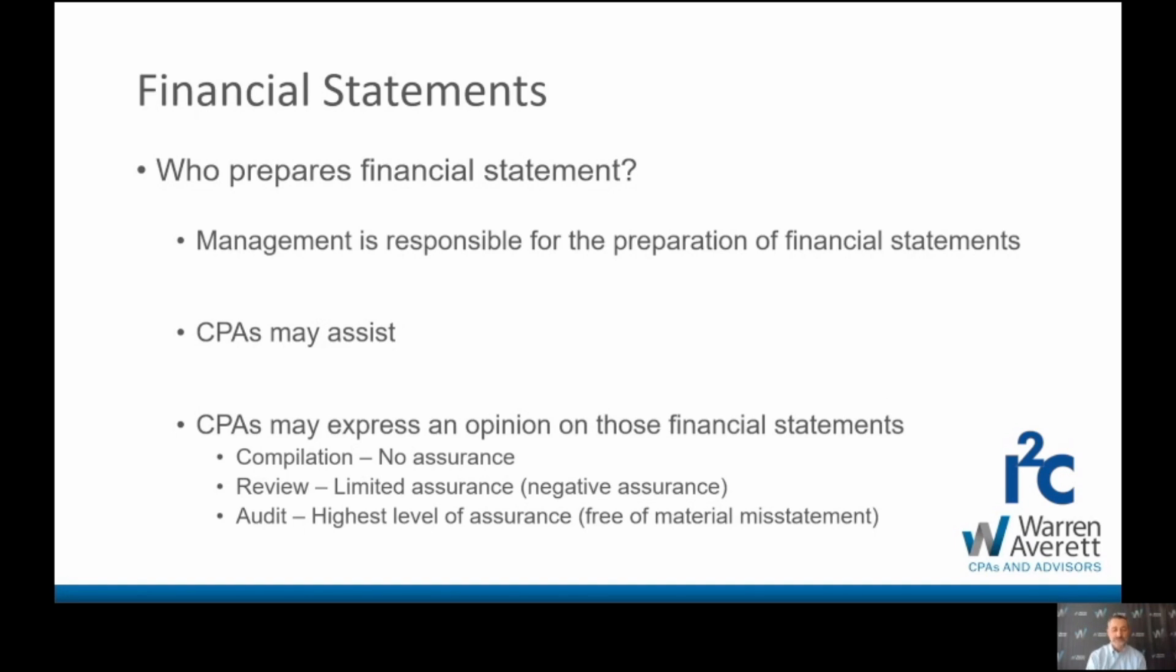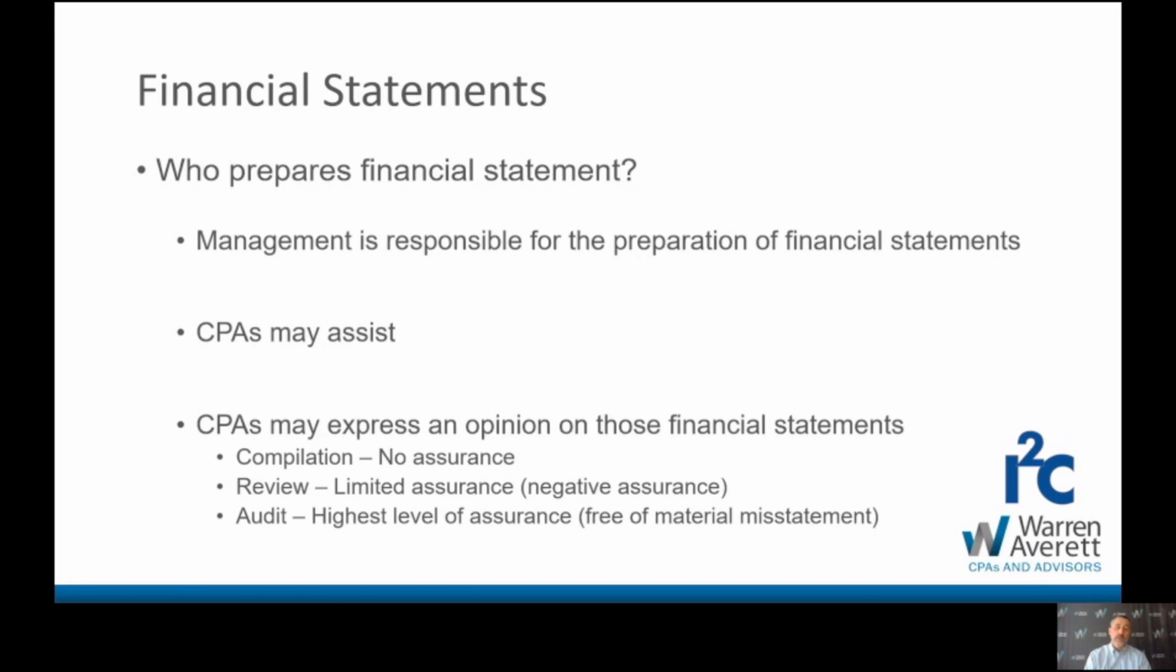Next, I want to present to you very briefly, before we get into the components of financial statements, a couple of terms that might be important for everyone to understand. There are different levels of opinions that companies may call upon a CPA company or CPA firm to provide relating to its financial statements. And I've shown them here. They are compilation, review, and audit.